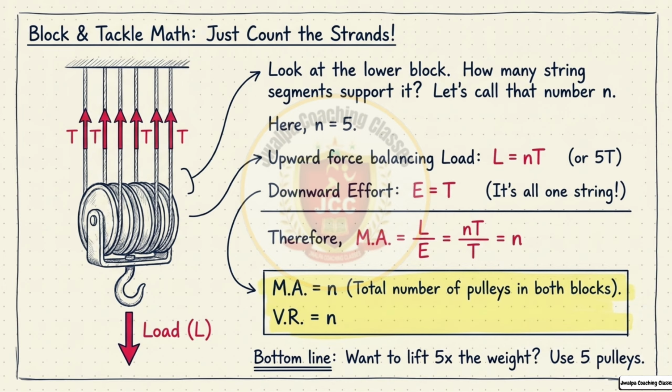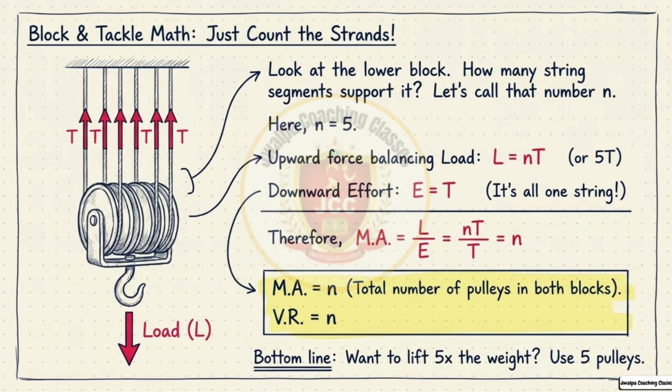And honestly, the math for the block and tackle is incredibly elegant. Like the title says, just count the strands. Let's focus on the lower block for a second. How many string segments are directly supporting it? Let's call that number n. Counting the red arrows we see right here, n equals 5. The upward force balancing the load is L equals n times t, or 5t in this specific case. The downward effort E is just t, because remember, it's all one single string. Therefore, MA is L over E, which is nt over t, which simply equals n. So MA equals n, the total number of pulleys in both blocks. And your velocity ratio equals n as well.